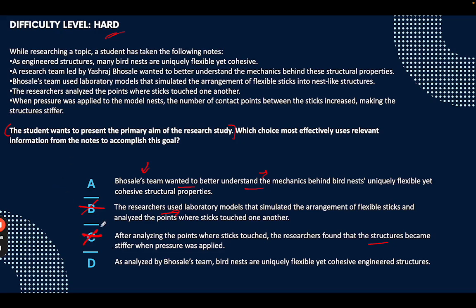Last option, D. As analyzed by Bosley's team, bird nests are uniquely flexible yet cohesive engineered structures. Now this is kind of telling me the finding of the study. What did they analyze? What did they find? I don't care about that information. All I care about is why the study was conducted. So I'm going to eliminate D as well, and very clearly A is the correct option.